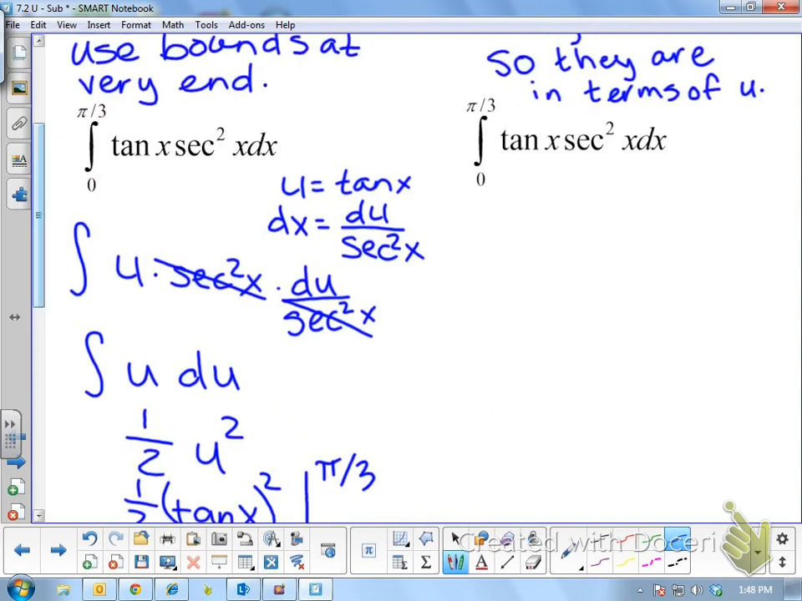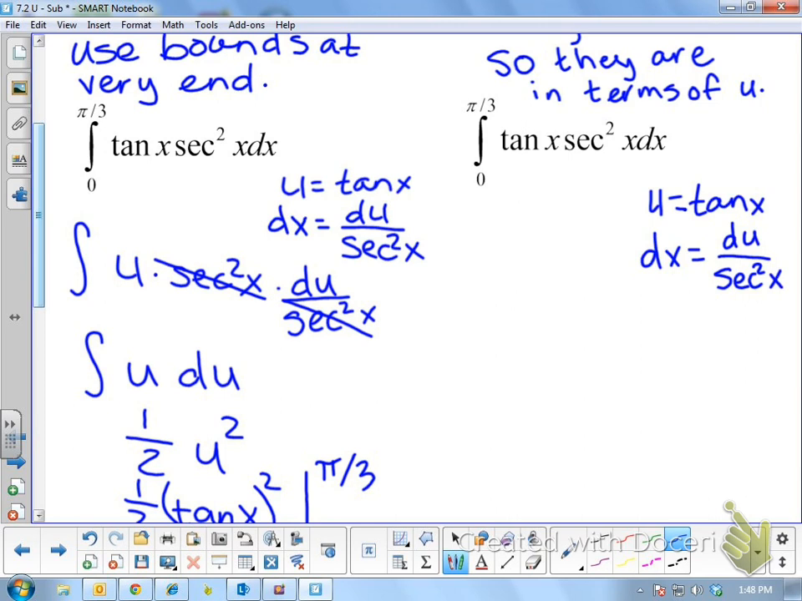So, option 2. We can change the bounds. Because we're doing u substitution, I can change the bounds and still be valid. So we still start out the same way. We still decide what u is, and we already went through the process of figuring out what u would be for this problem: tangent x. We still find dx is du over secant squared x.